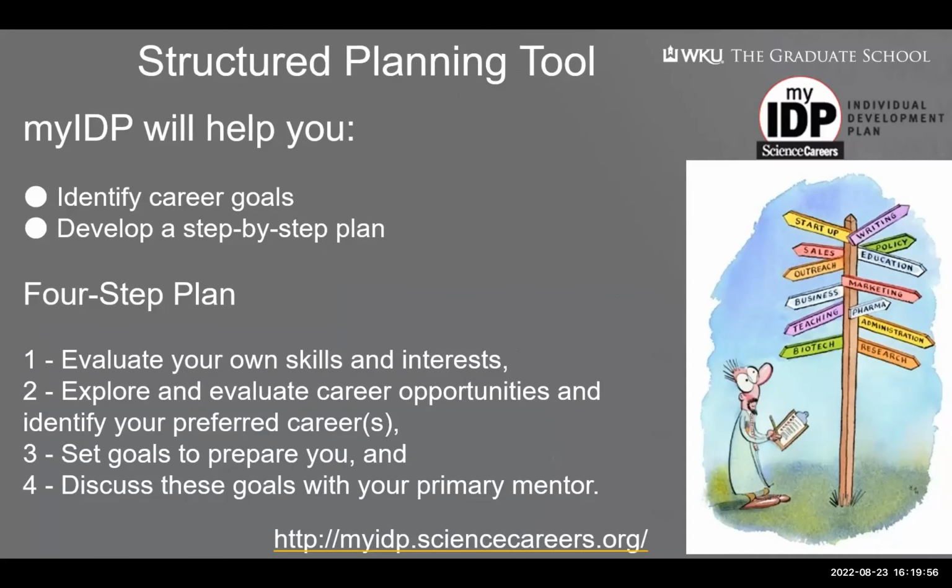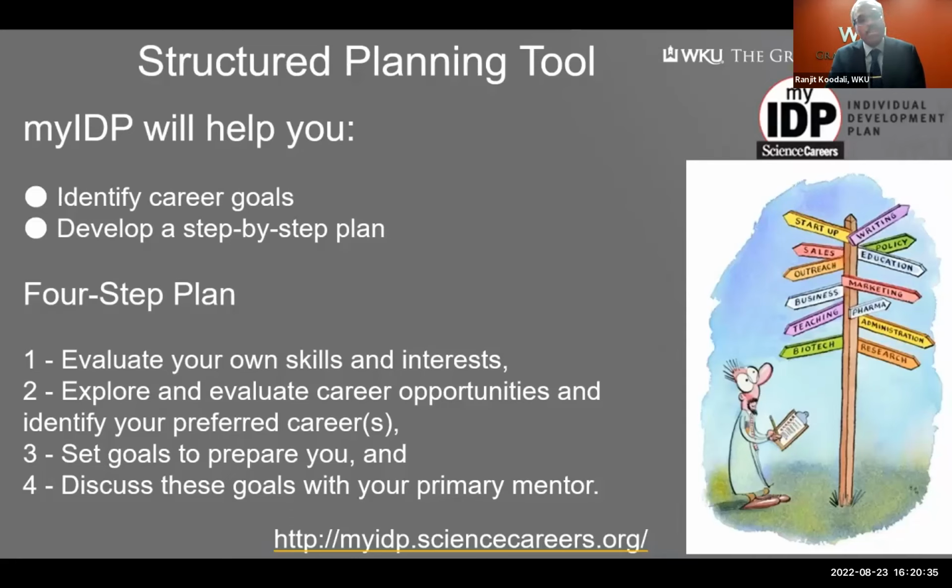So the myIDP was started several years ago, meant for biomedical scientists, as I had indicated. It's a free resource, and I have the hyperlink here. It helps you to identify your career goals and has a 4-step plan. First, it asks you to evaluate your own skills. And if you want to go somewhere, you have to know where you are. In this case, you have to know what your skills are and what your interests are. And we'll talk about values as well. Skills, interests, and values are at the core of starting the myIDP.